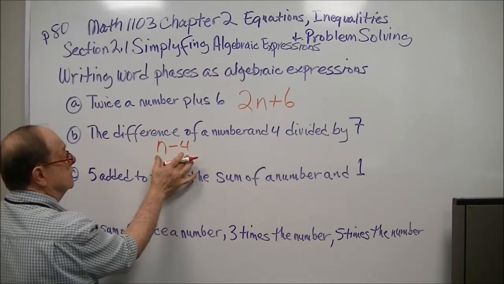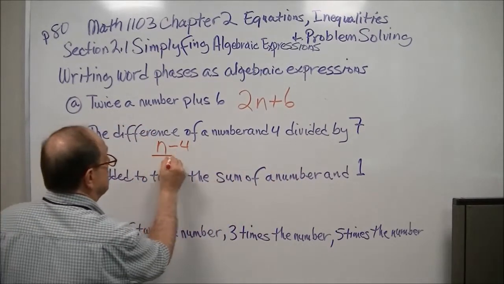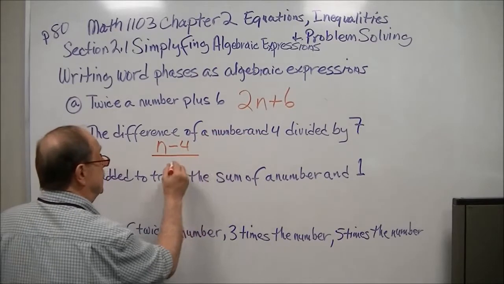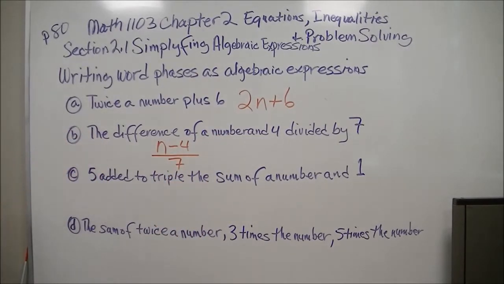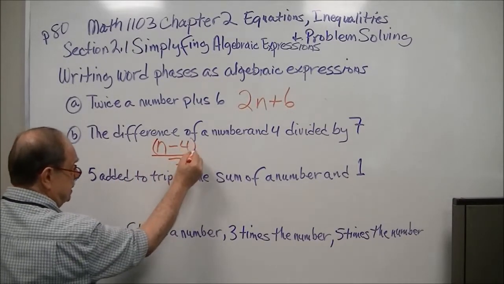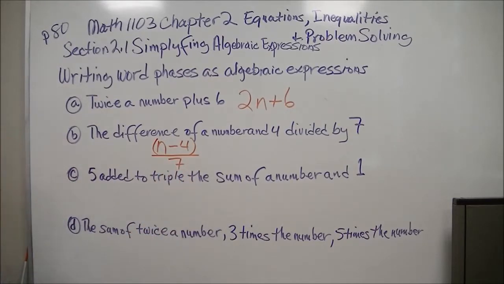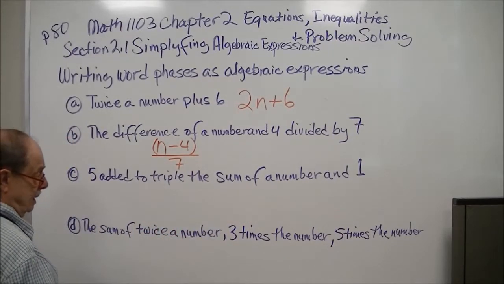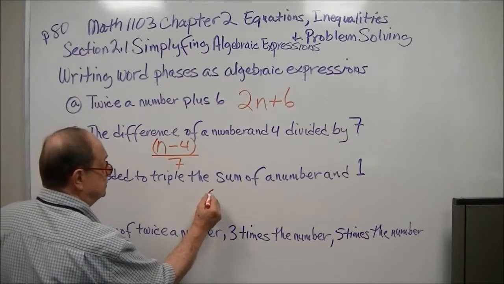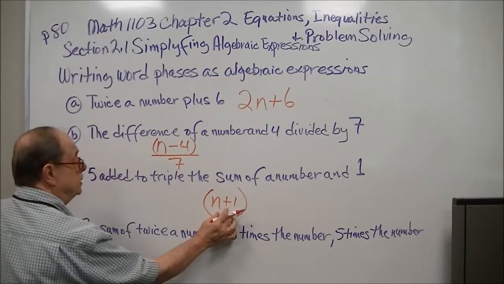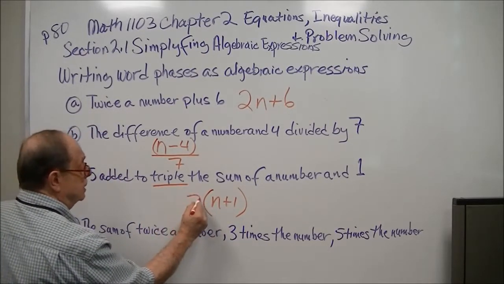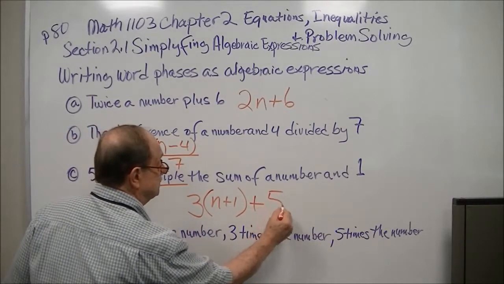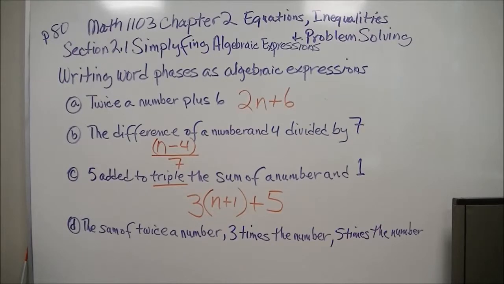Now that's the difference, and this is to be divided by 7. So we're going to use the division bar for a grouping symbol because this difference is divided by 7. Now that's critical. Or you could put this in parentheses also and divided by 7. 5 added to triple the sum of a number and 1. Well, what's the sum of a number and 1? Now what are we going to do to that? We're going to triple it. So we multiply by 3. And we're going to do what to that? Add 5.